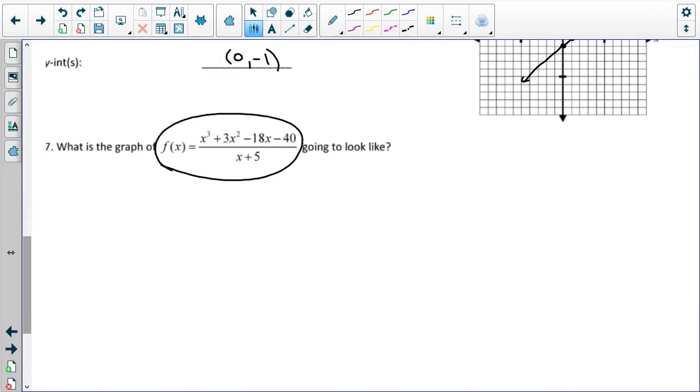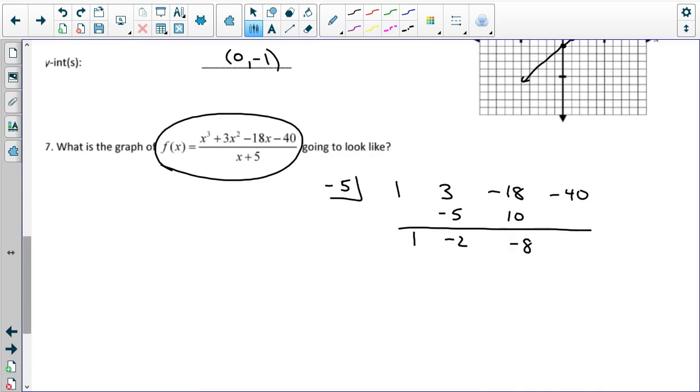Well, question 7 is following question 6, probably for a reason. So notice that the top is not factorable in any easy way. So I'm going to try and use synthetic division, or I could use long division if I wanted. So 1, 3, -18, -40. So let's take a look. 1 times 5, -5 is -5. -5 times -2 is 10. Then I subtract, I get -8 times -5 is 40. So notice I have 0 remainder.